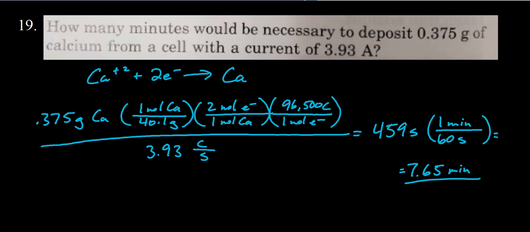So hopefully you're seeing a pattern here. First step is to write the balanced half reaction. We're making calcium metal from the reduction of calcium ions. Again, important ratio here: 2 moles of electrons gained for every 1 mole of calcium metal that forms. We're starting with grams this time, so we're going to convert that to moles of calcium, then moles of electrons, to charge in coulombs. Take the charge divided by the current, and we'll get the time in seconds, which we will then convert to minutes, 7.65 minutes.